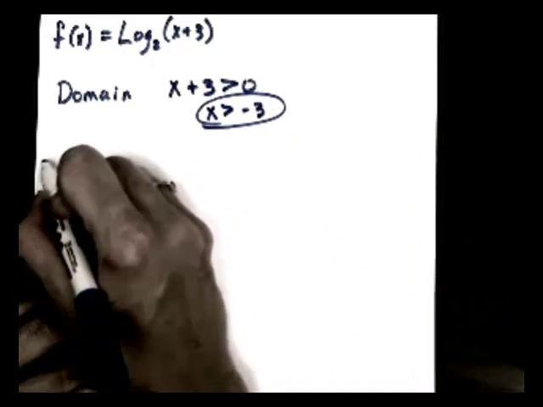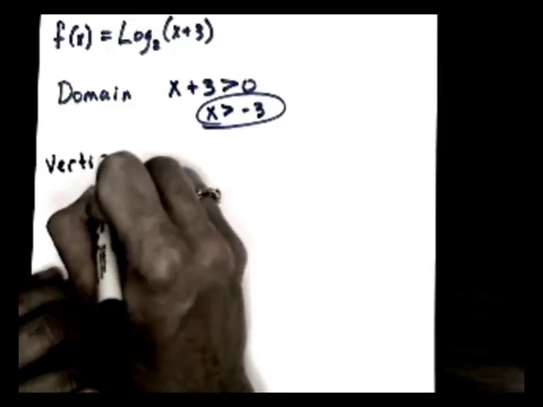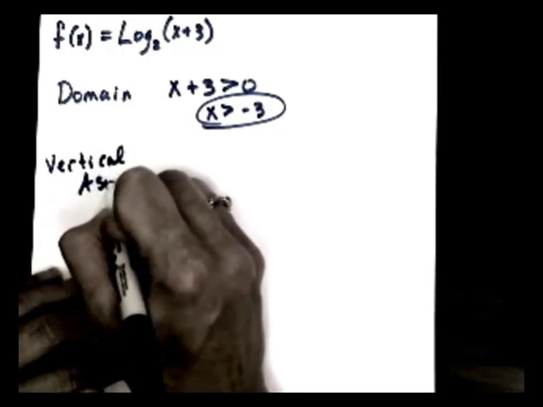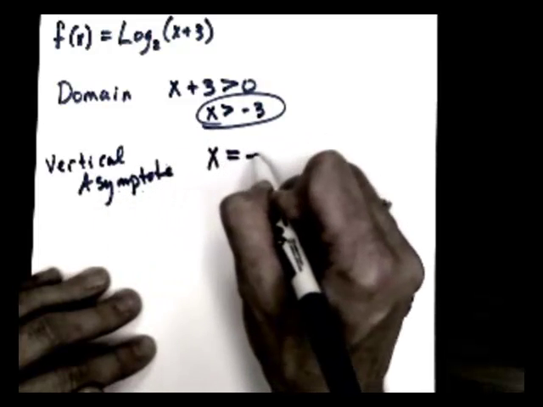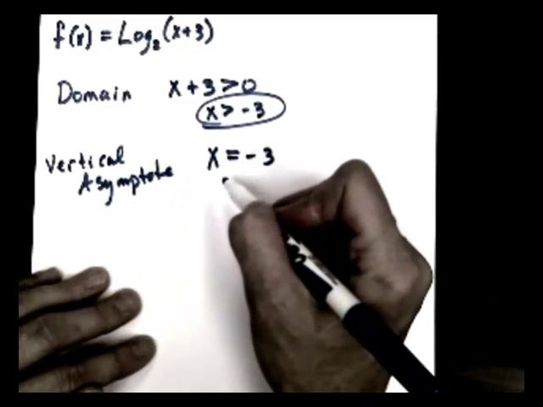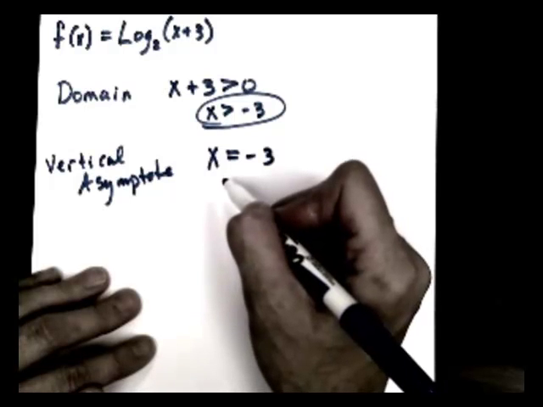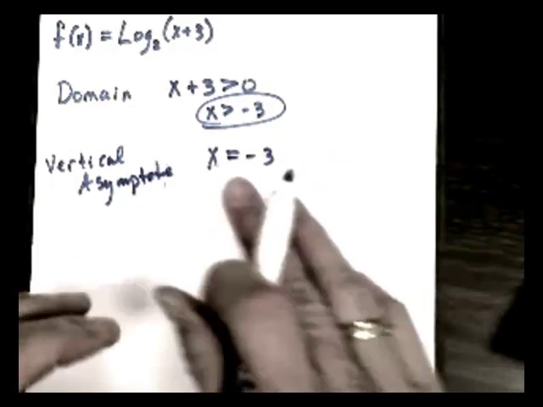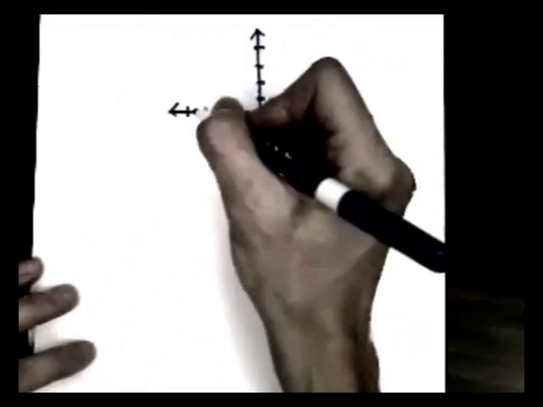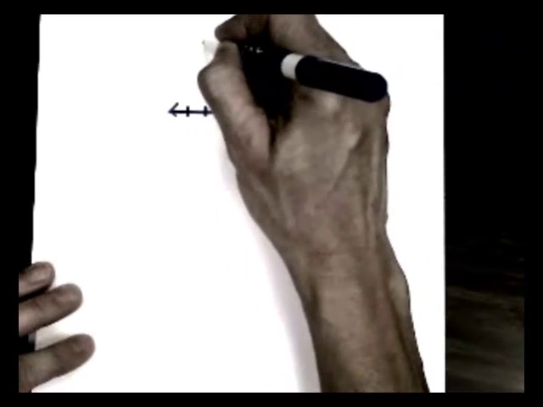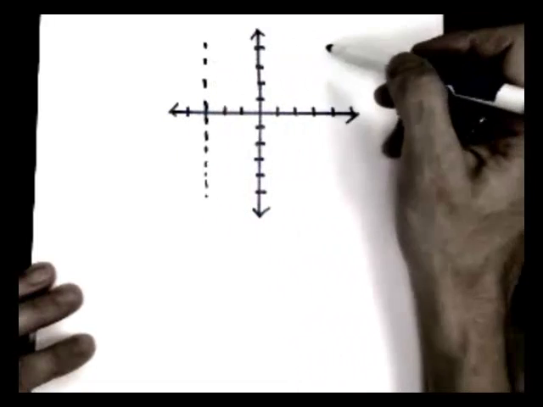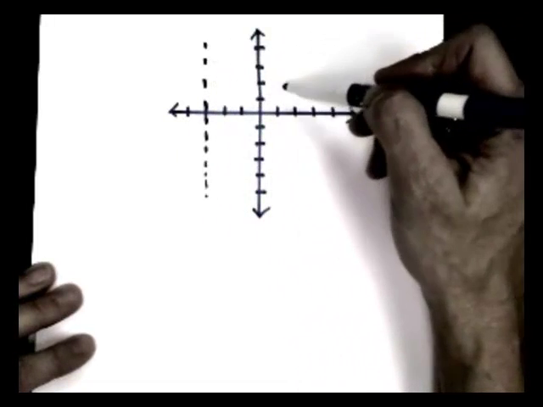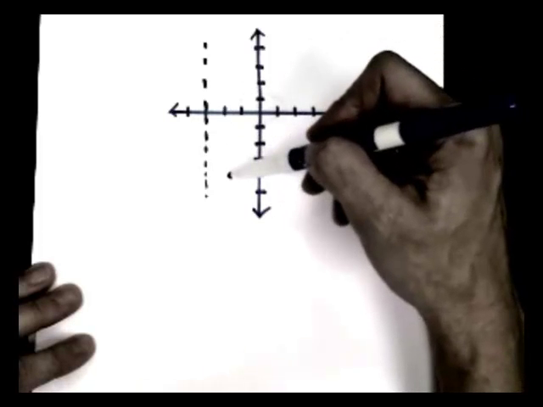The domain and the vertical asymptote and the graph, all this goes hand in hand. The vertical asymptote is actually the same number, it's just that x equals negative 3. Remember that an asymptote is a line that the graph approaches, doesn't touch. So where x equals negative 3, we're going to draw a vertical asymptote. On my graph, where x is negative 3, first of all, I'm going to draw a dotted line here. That's my vertical asymptote. That's the line on the graph that the curve will approach but not touch.